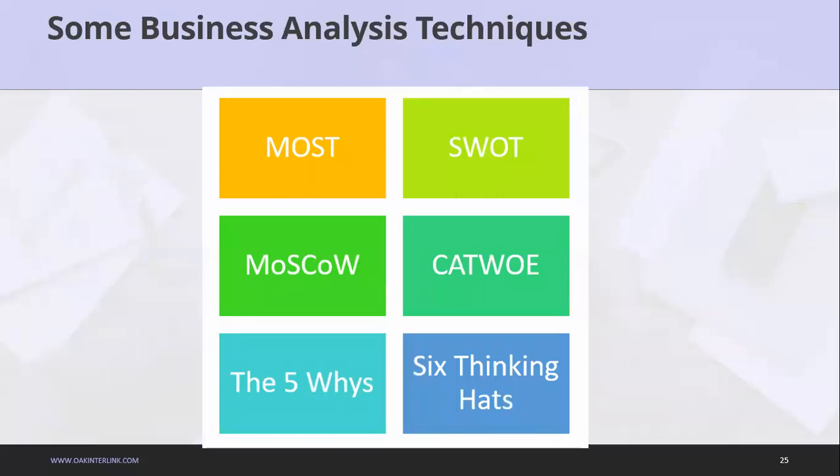So some of the business analysis techniques you need to deploy to bring about the actualization of this change are, there's a popular technique called MOST, there's SWOT. Many of us might be familiar with SWOT. There's MoSCoW, there's CATWOE, there's the 5 Whys, and there's the 6 Thinking Hats. Now, I'm going to look at them one by one. These are lovely tools, and techniques rather, that you can deploy to help you achieve an effective business analysis in your business.